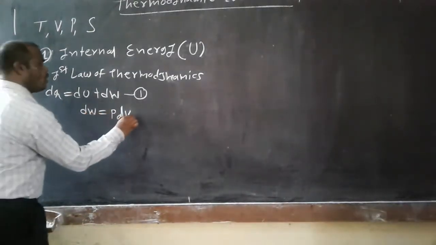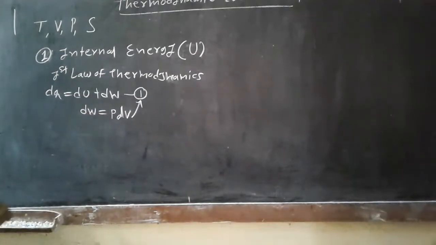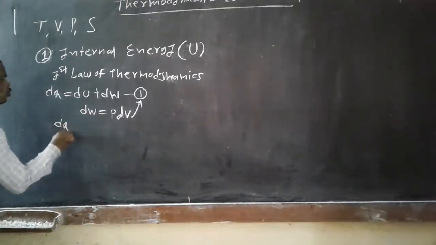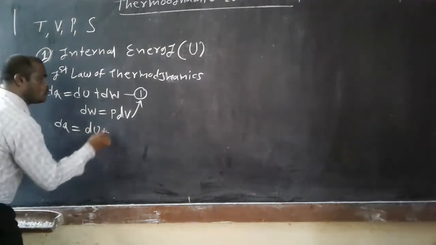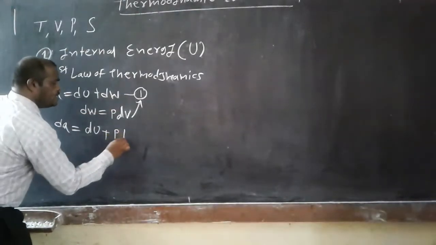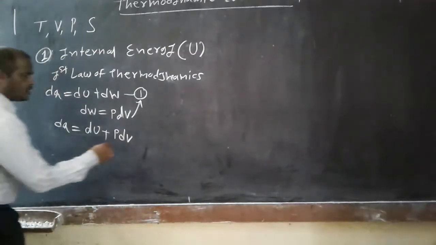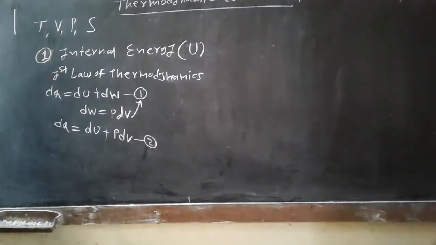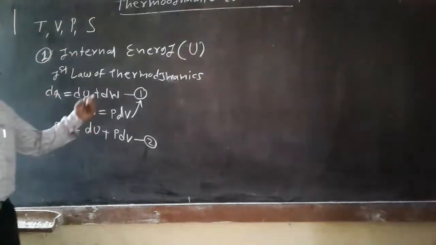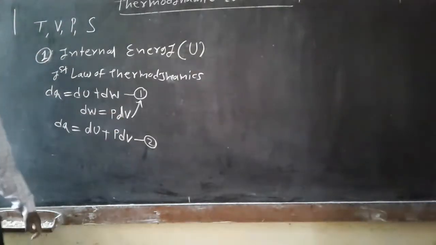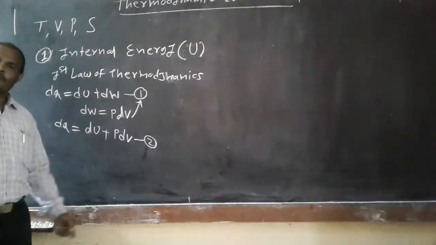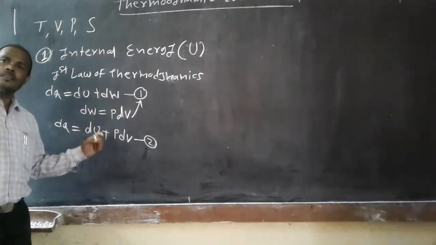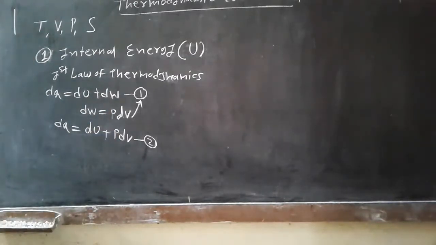Put this value into equation 1. We get dQ equal to dU plus the value of dW, that is PdV. Say it is equation number 2. Putting the value of dW as PdV, dQ equals dU as it is, plus PdV.